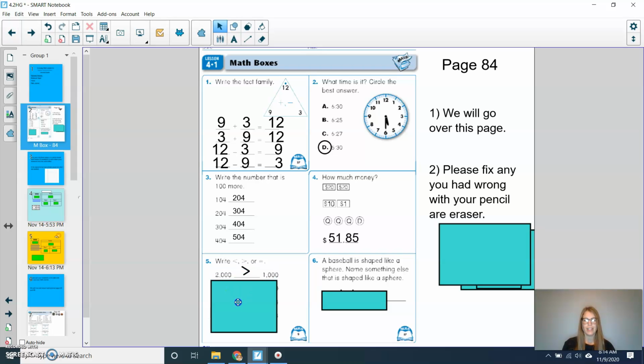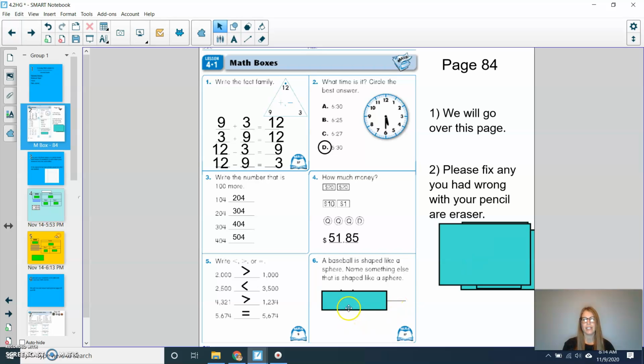For question number 5, write less than, greater than, or equal to. 2,000 is greater than 1,000. 2,500 is less than 3,500. 4,321 is greater than 1,234. And 5,674 is equal to 5,674.